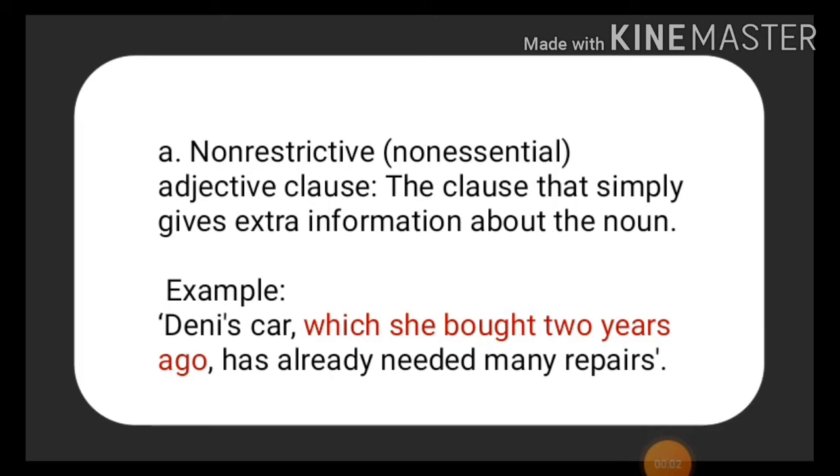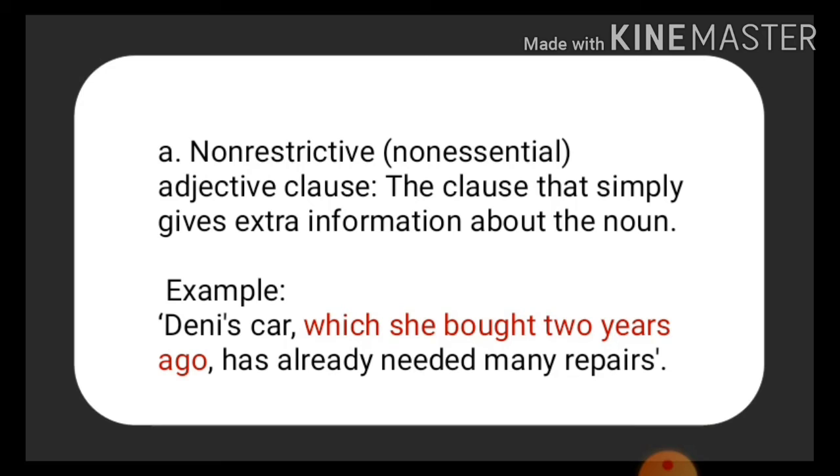Okay, let's discuss the first type of adjectival clause, which is a non-restrictive or non-essential adjective clause. It is the clause that simply gives extra information about the noun. Jadi, non-restrictive adjective clause ini merupakan klausa yang fungsinya untuk memberikan informasi tambahan terhadap noun. Mengapa dia disebut non-essential? Karena itu tadi, dia kan fungsinya hanya memberikan informasi tambahan. Maka, kalaupun adjective clause-nya ini tidak ada dalam kalimat, kalimat itu sudah menjadi kalimat yang komplit. Kita udah tahu makna dari kalimat itu.